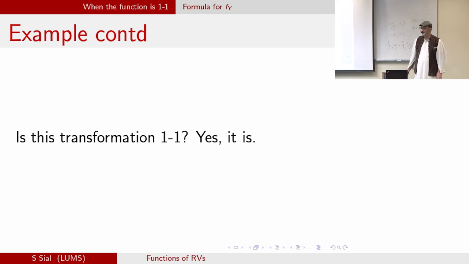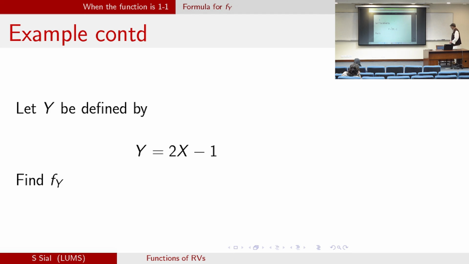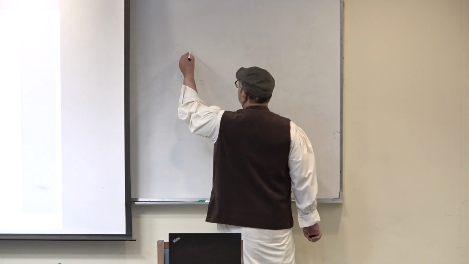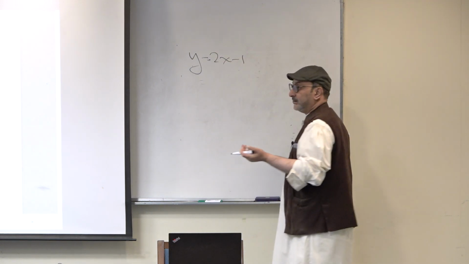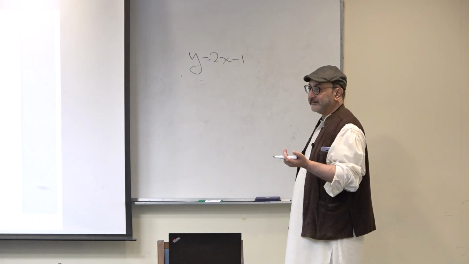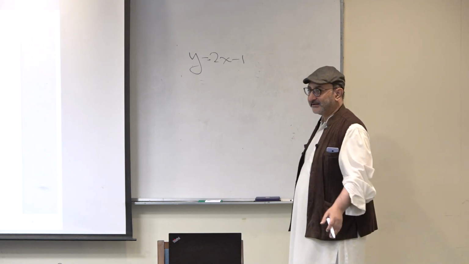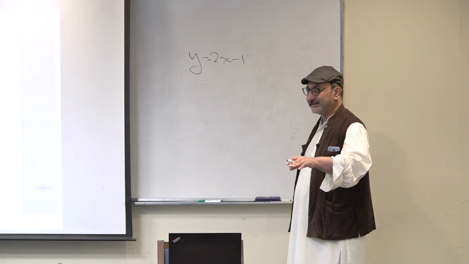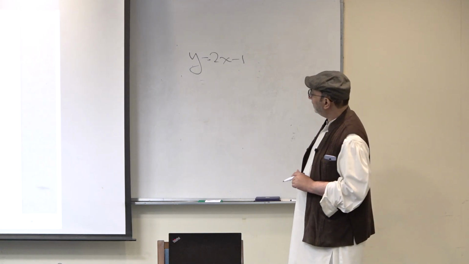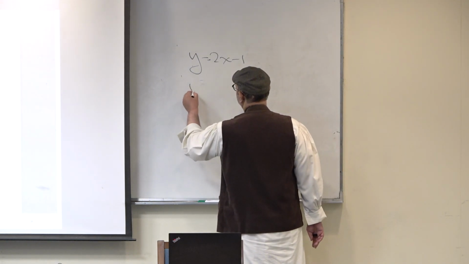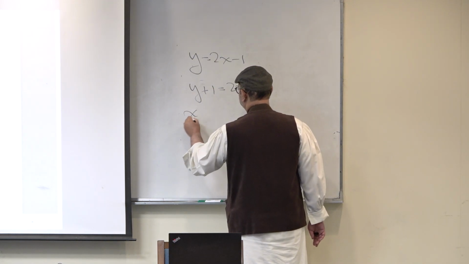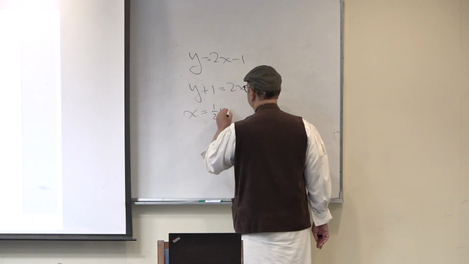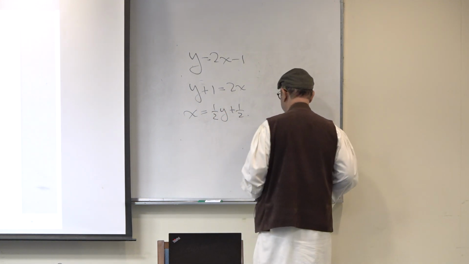Okay, so we're going to use the formula. Is it 1 to 1? Yeah, so Y equals 2X minus 1. That's 1 to 1. If I graph this function, it's just a straight line. It will pass the horizontal line test, right? So Y plus 1 equals 2X, X equals 1/2 Y plus 1/2.